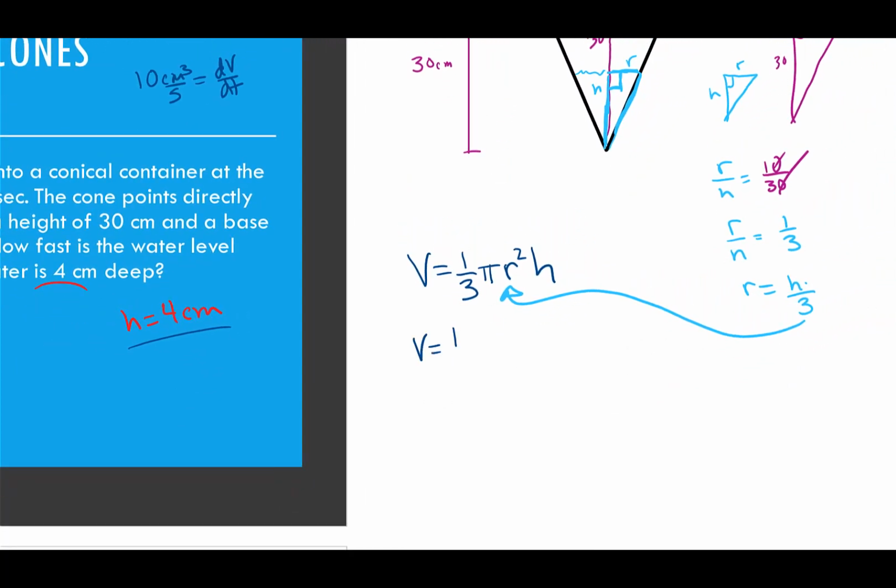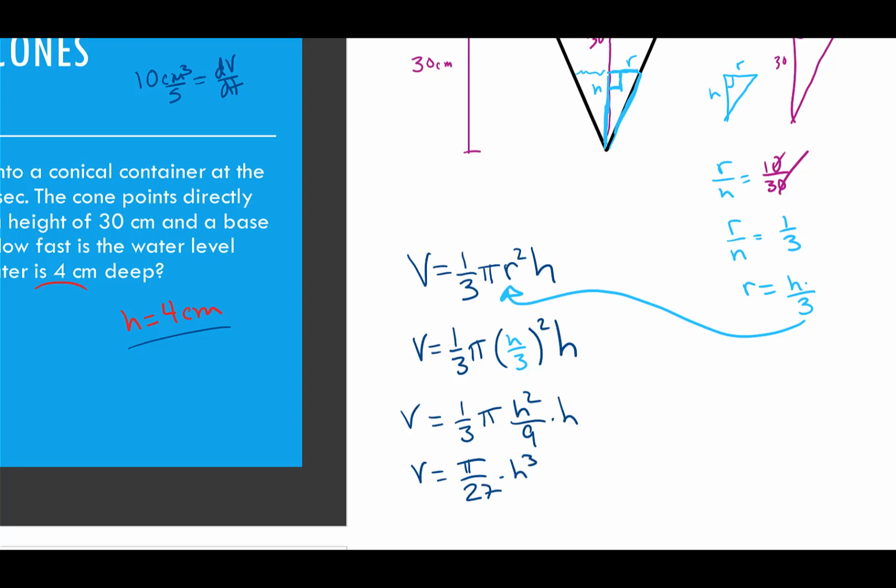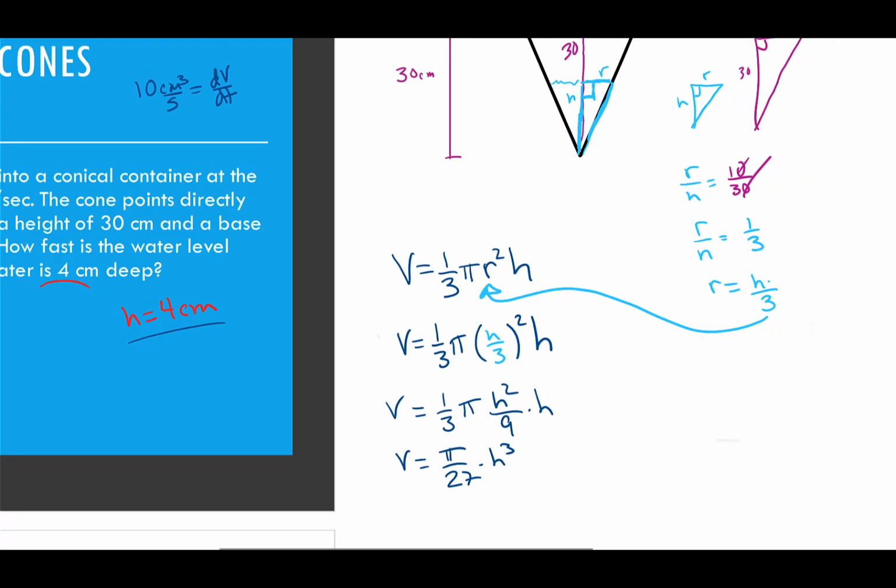We say that the volume is equal to 1/3 pi r squared times h. But we want to get everything in terms of h's. So instead of writing an r, we're going to write what it's equal to, h over 3. Well, now let's do a little bit of algebra. We'll clean this up, and we get 1/3 pi times h squared over 9 times h. So I think our volume is equal to the 3, that's a pi over 27 times h cubed.